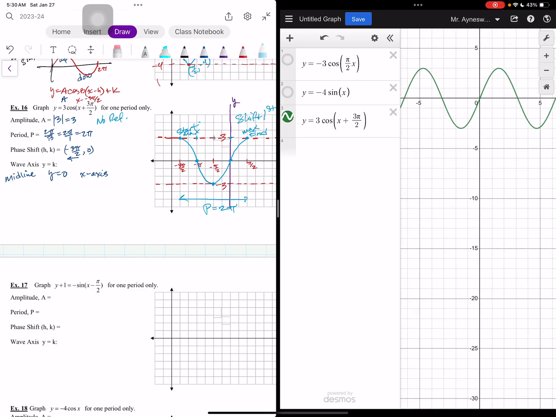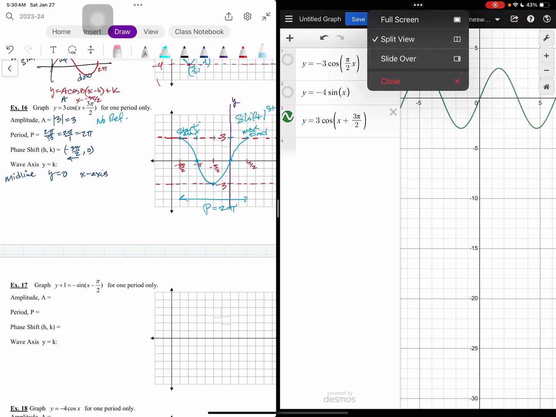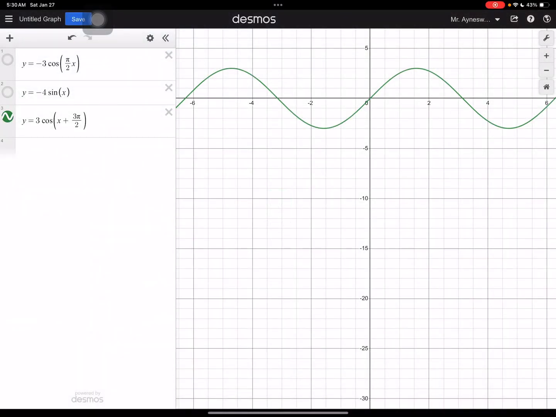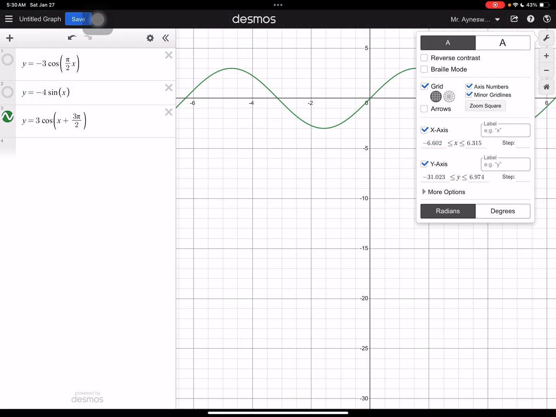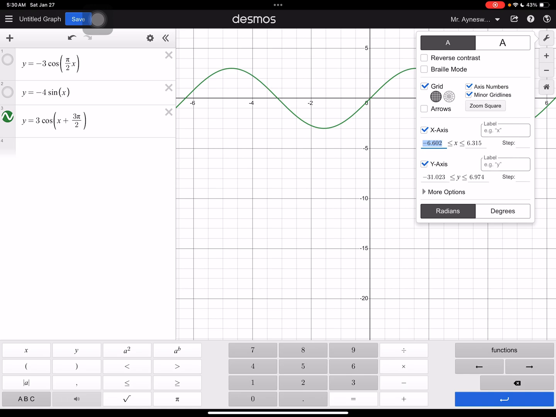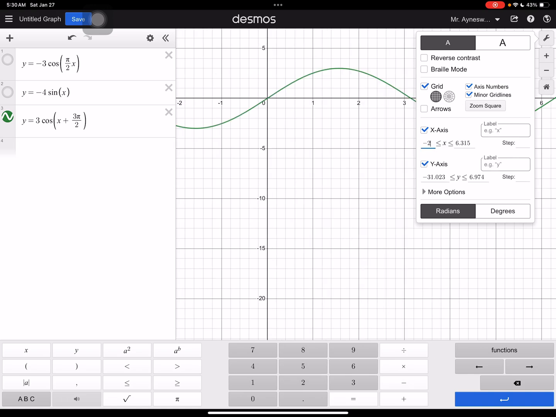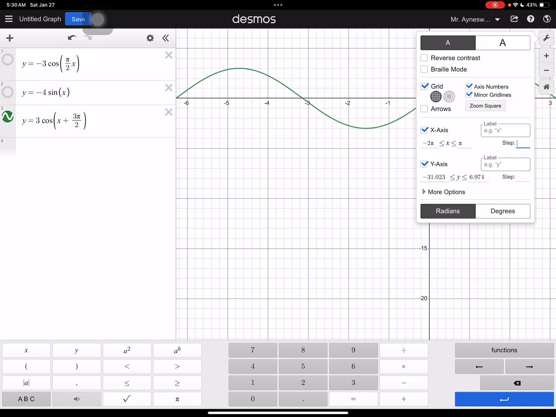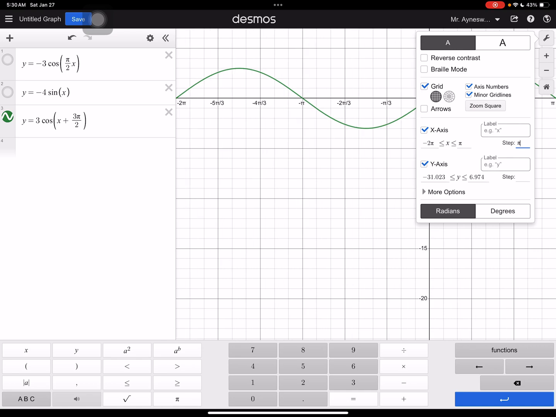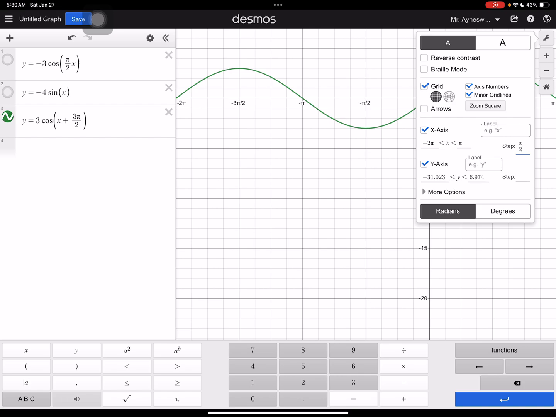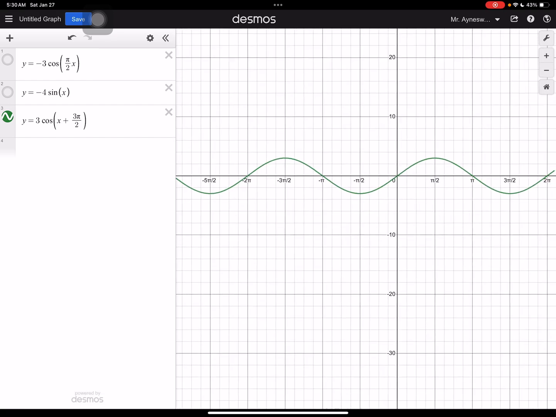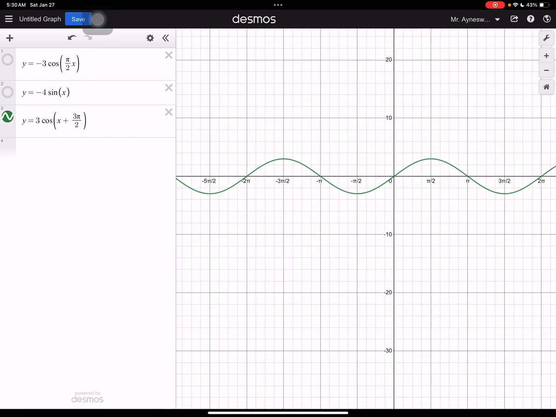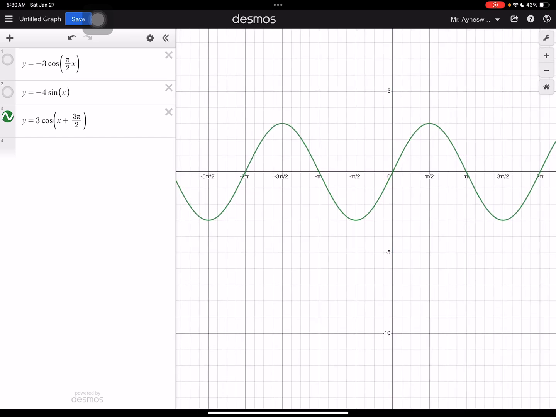So let me expand this. We're gonna have to switch to radian mode. Let's watch this. Click on the wrench, and let's adjust the x-axis from negative 2 pi to pi. And your step has to be pi halves because we're counting by pi halves, so pi divided by 2. Let's see how it looks. There we go. Okay, so let's see. That looks a little bit better.